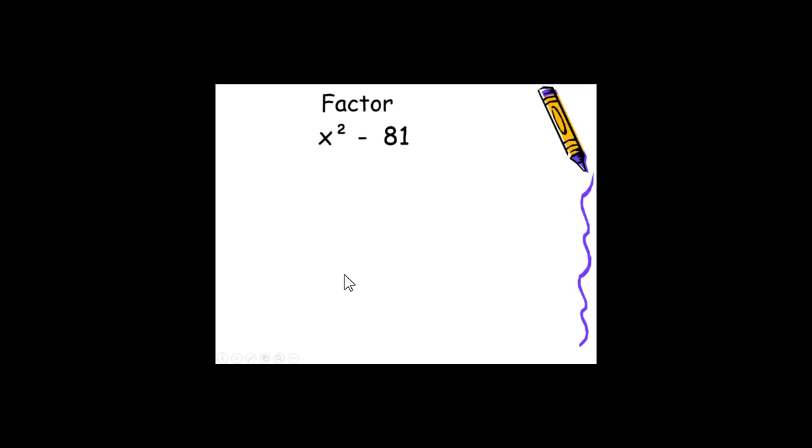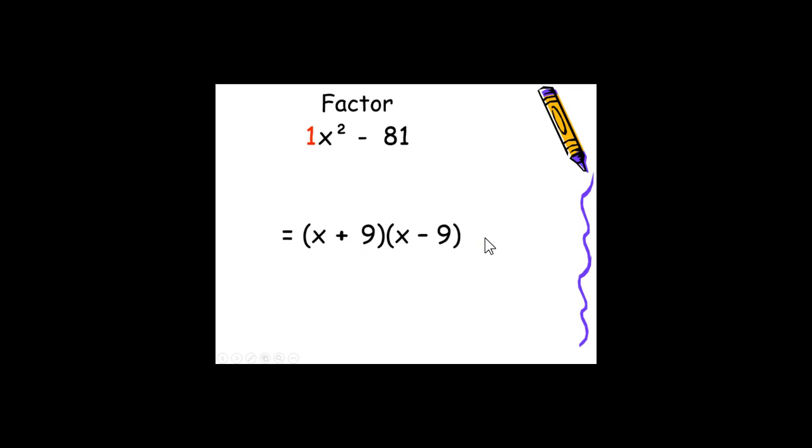X squared minus 81. We have a subtraction, we have a perfect square, as well as another perfect square. So this is the difference of squares. Remember, the coefficient in front of x squared is a 1. 1 is a perfect square. 1 times 1 is 1. The answer for this one is equal to x plus 9 times x minus 9.